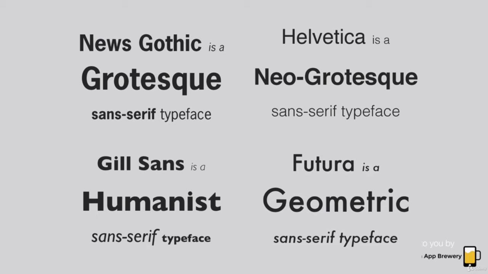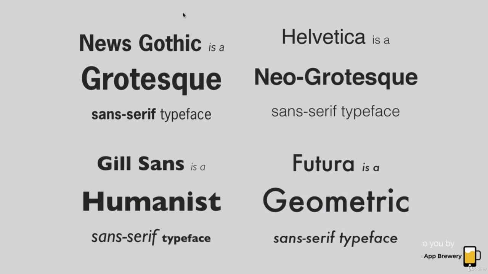Now, the way that you can tell if a typeface is geometric is by looking at the O's. And the O's in a geometric typeface should look exactly as if you'd drawn it with a protractor. It is perfectly round.